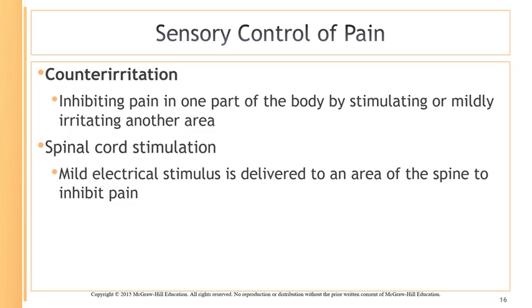Then there's spinal cord stimulation, and so that is using a mild electrical stimulus that gets delivered to an area of the spine in order to inhibit pain. So you get a set of small electrodes, you place them or implant them near the point at which the nerve fibers from the painful area enter the spinal cord. And when the patient experiences the pain, he or she activates a radio signal which delivers that mild electrical stimulus to that area.